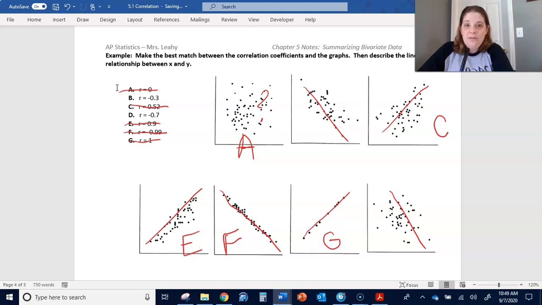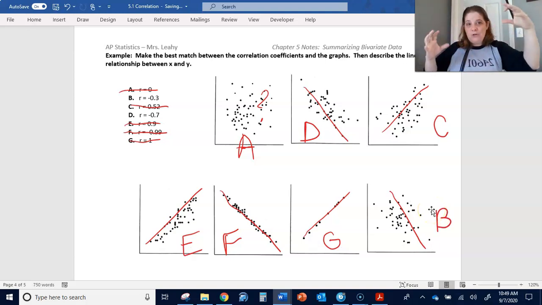Then I have 2 negatives. One is negative 0.3, one is negative 0.7. Negative 0.3 is going to be weak, and negative 0.7 would be moderate. So the one that looks the most like the line is this guy up here, and the one in the bottom right corner that has much more scatter to it, so that's going to be our weaker relationship.